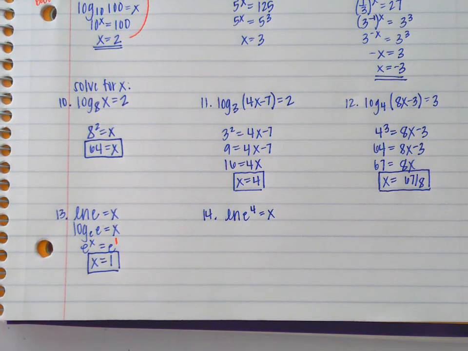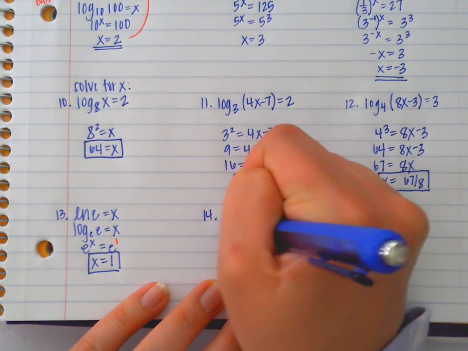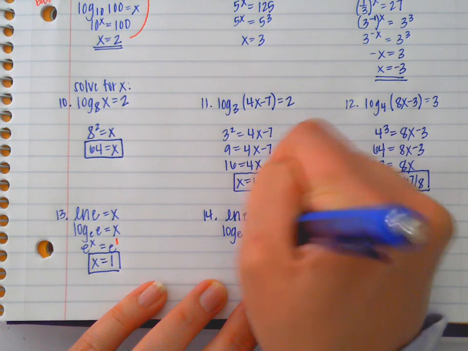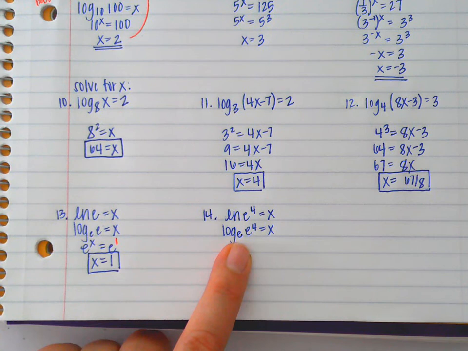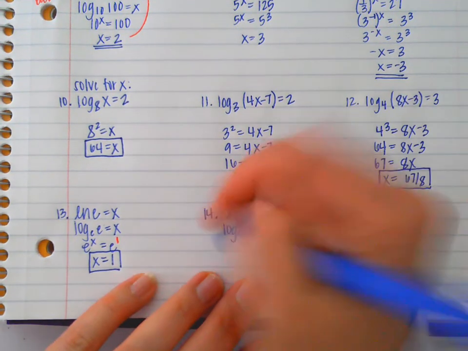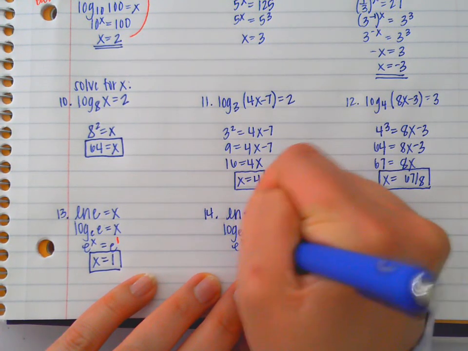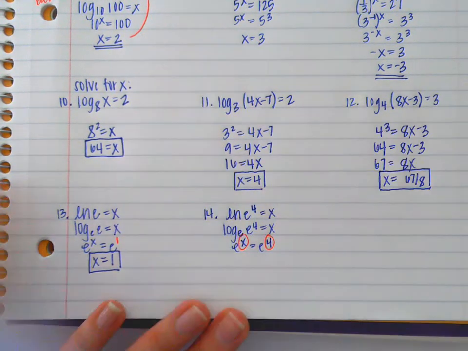Now, the first thing I would always do is rewrite it as a logarithmic. So it would be log base e of e to the 4th equals x. Instead of writing it like that, it just helps me to visualize it. If you don't need to do this extra step, don't do this extra step. Then I'd write it as an exponential: e to the x power equals e to the 4th. And now you should see it's actually a really straightforward answer. X is equal to 4.